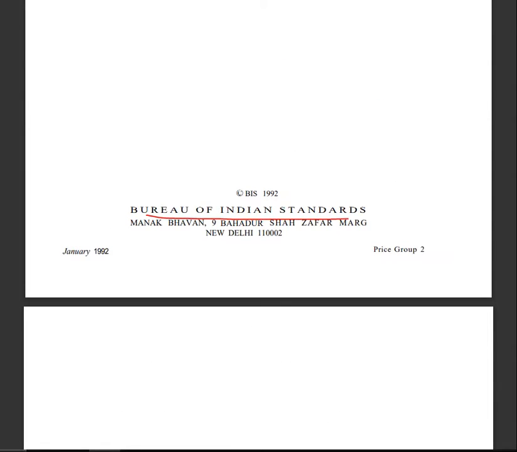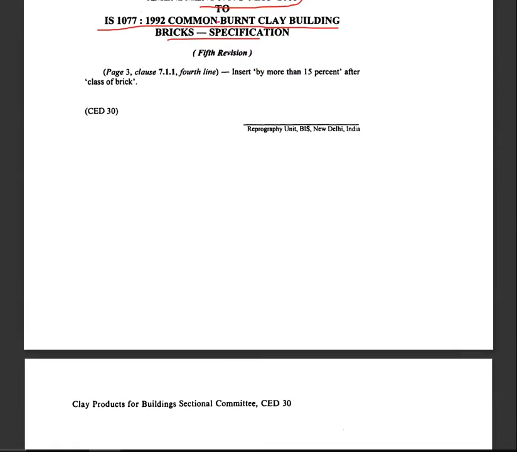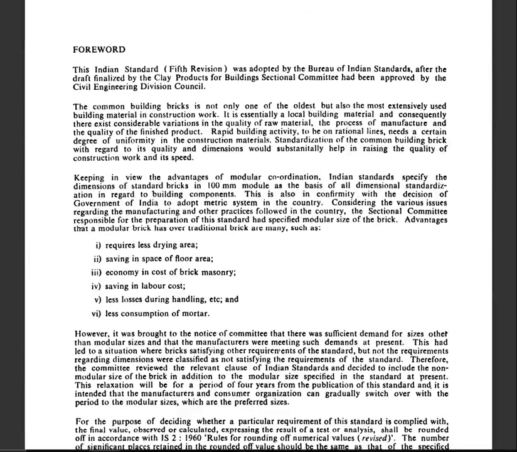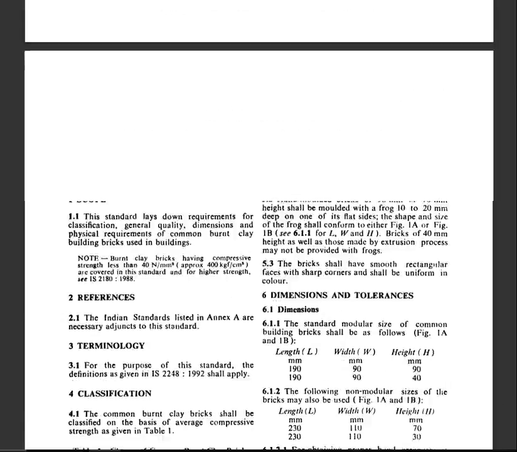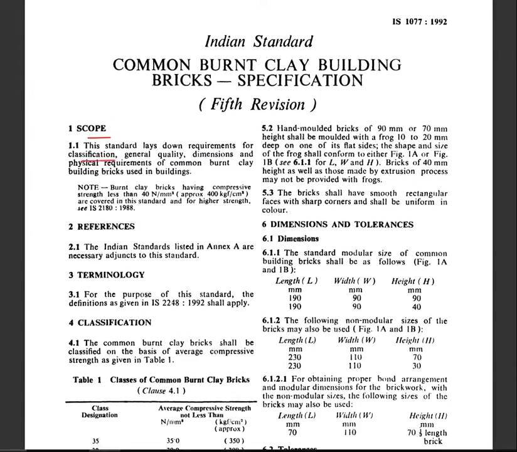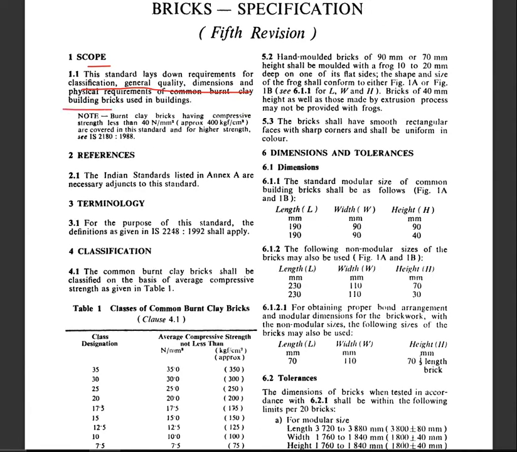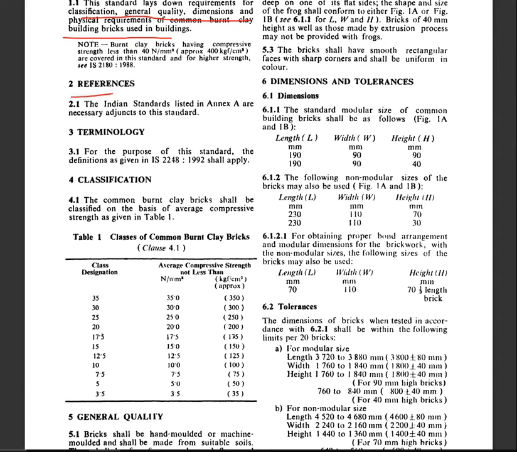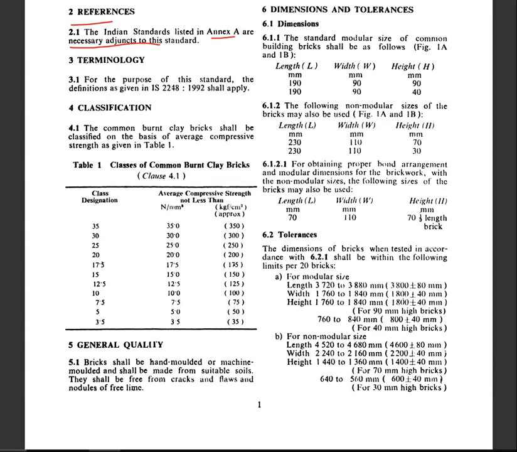Now there is the Bureau of Indian Standards, published with amendment number 1, May 2008, to IS 1077 1992, common burnt clay building bricks specification, fifth revision. So this is the foreword, and this is the scope. The Indian standard lays down requirements for classification, general quality, dimension and physical requirements of common burnt clay building bricks in the buildings. And this is the reference Indian standard index in Annex 1 and necessary adjuncts to this standard.